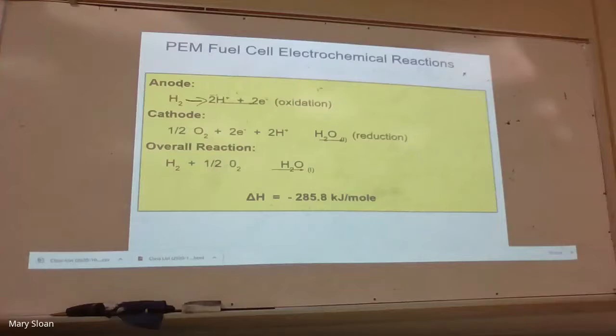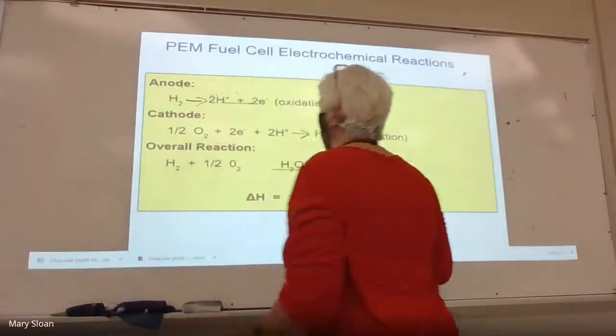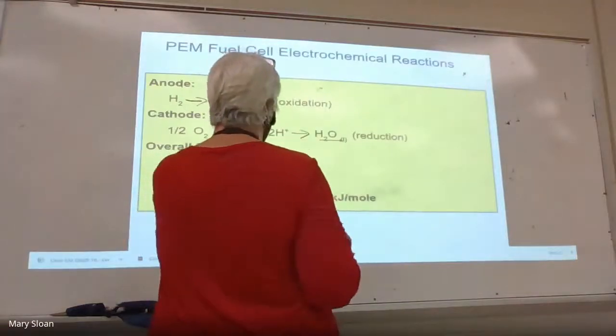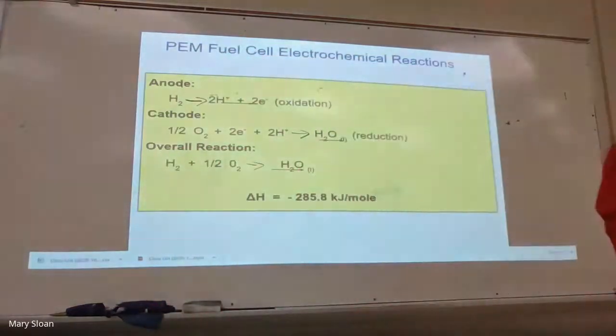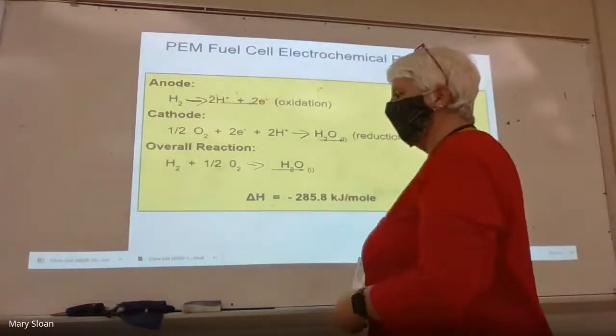And a cathode is half O2 plus 2 electrons plus 2 H+ that yields H2O, which is, of course, water. So the overall reaction is hydrogen plus half of O2 yields H2O. And the big thing that I want you to see here is the change in heat. As this process is going through, you have a negative 285.8 kilojoules per mole.